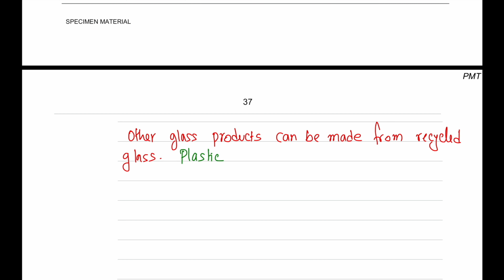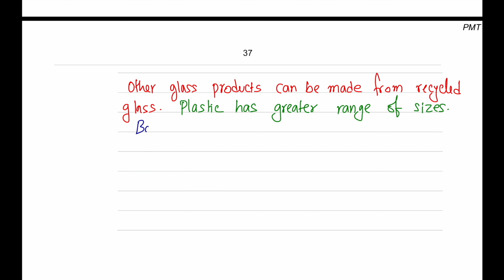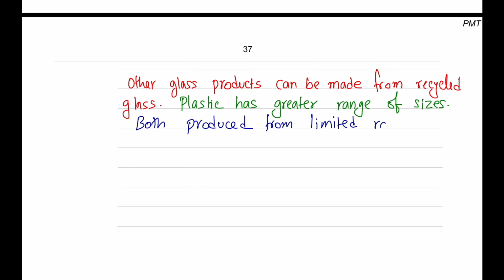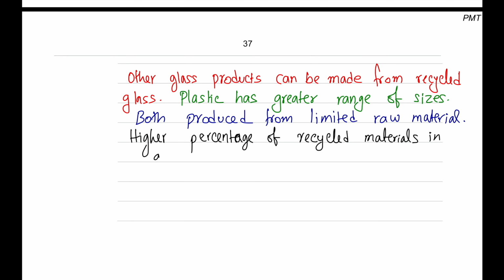So in that case, we will run out of sand, silica, which is needed for making the glass. And in the case of plastic, we will run out of the crude oil needed for the polythene. So a higher percentage of recycled material can help to conserve raw materials in the production of glass milk bottles.